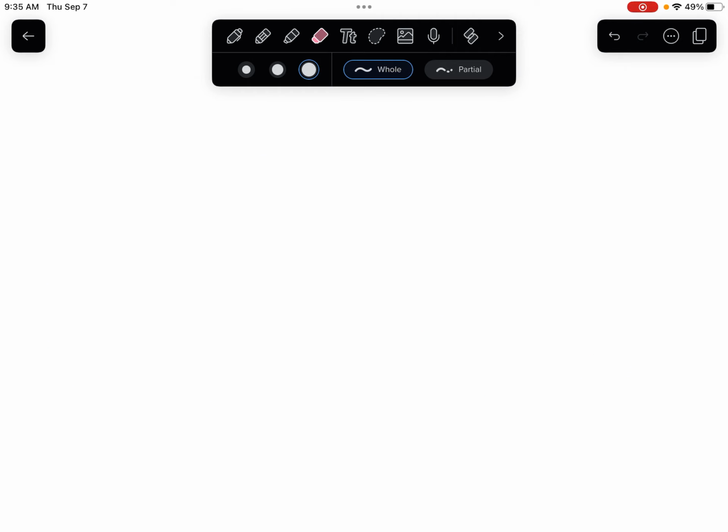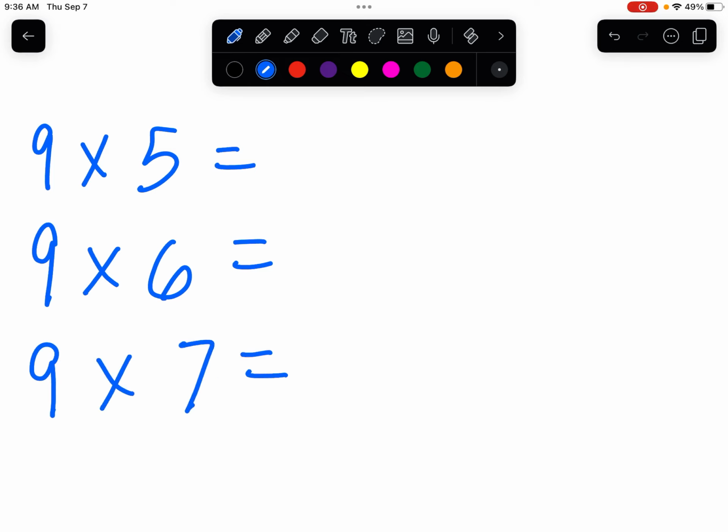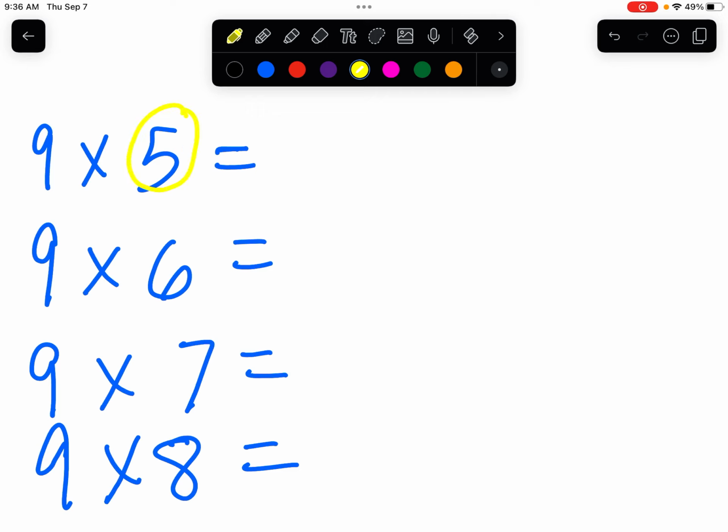Let's go on to some higher numbers. Let's do 9 times 5, 9 times 6, 9 times 7, 9 times 8. The rule is we take the number that's being multiplied by 9 and subtract 1 from it. So that would be 5 minus 1, which is 4. So we know that the answer starts with 4. And I know 9 times 5 is 45.